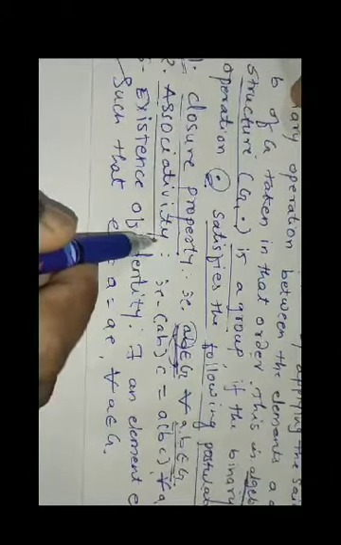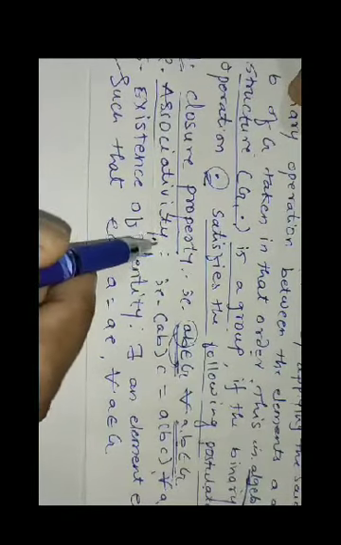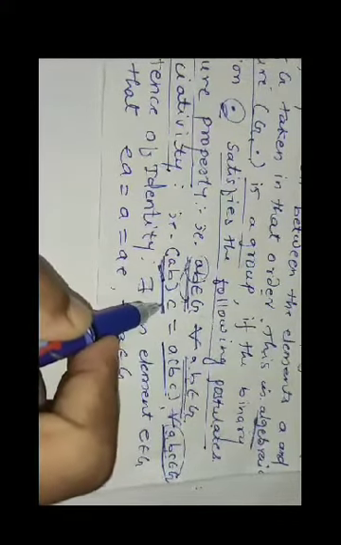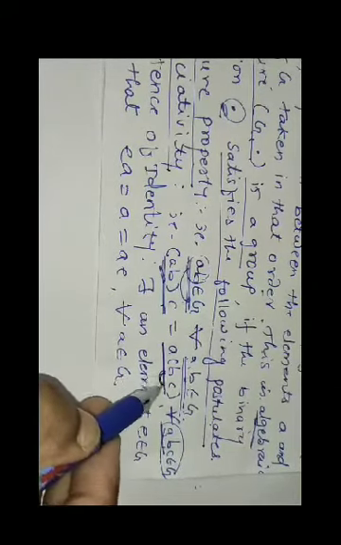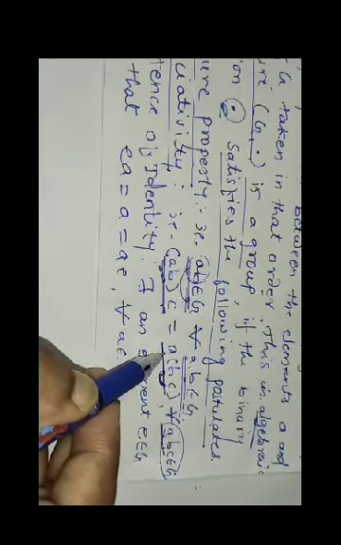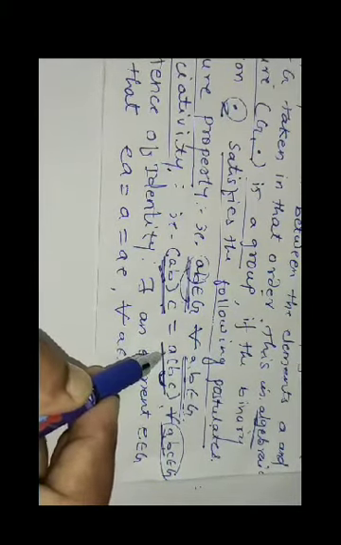Next is associativity. This is the second postulate. For three elements A, B, C belonging to G, if we apply the binary operation on A and B, and after that on C, it is the same as applying the binary operation first on B and C, and after that on A. So these things are the same. That is the associative law.